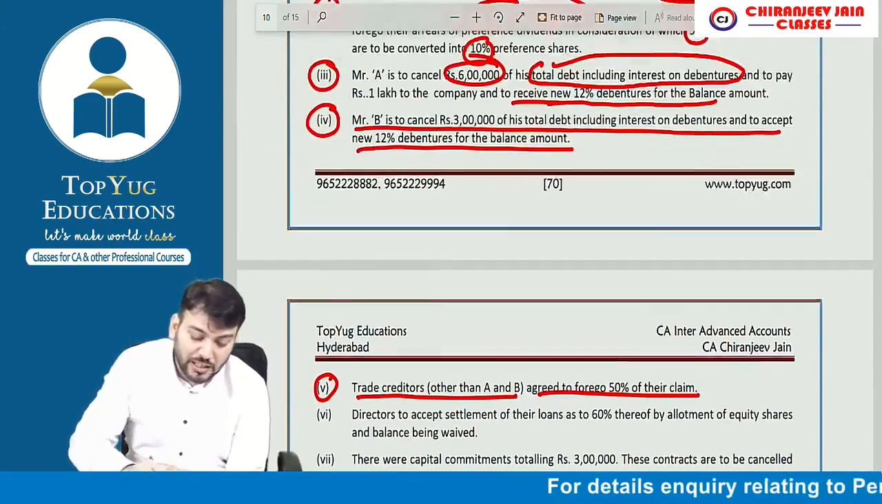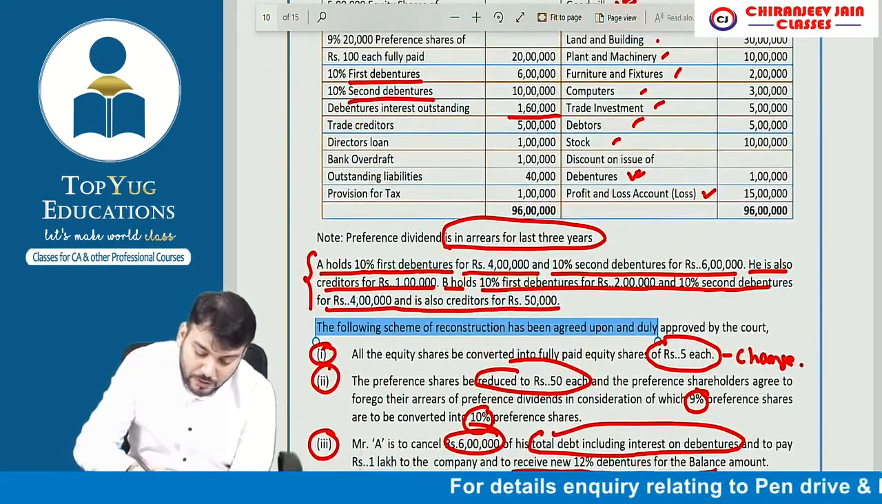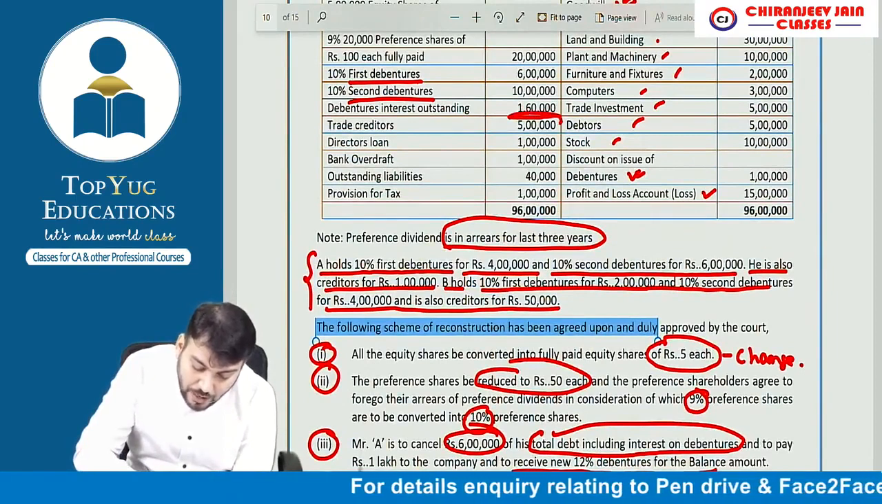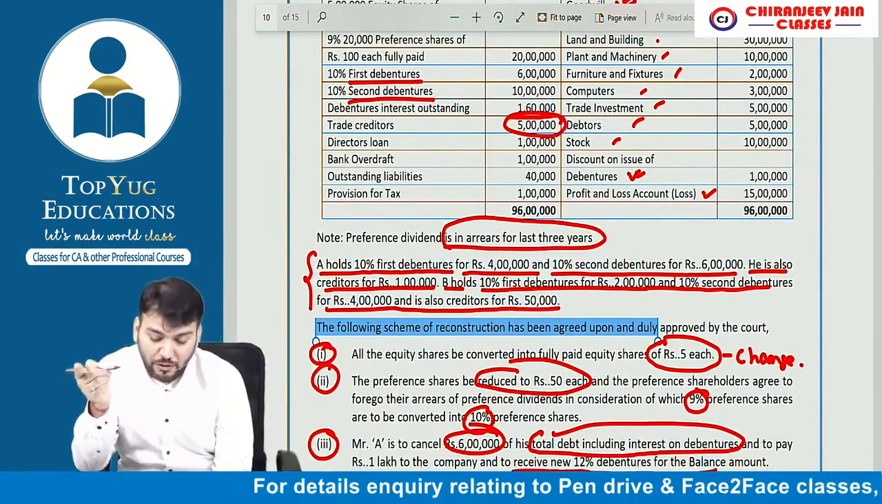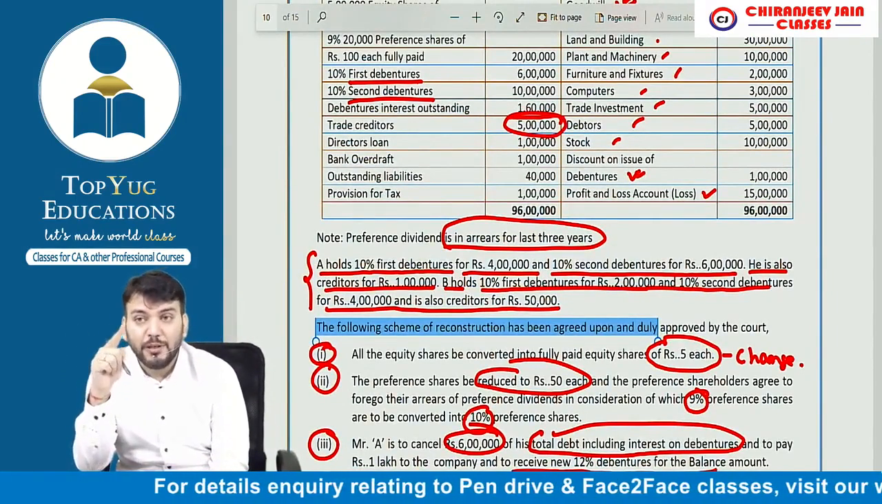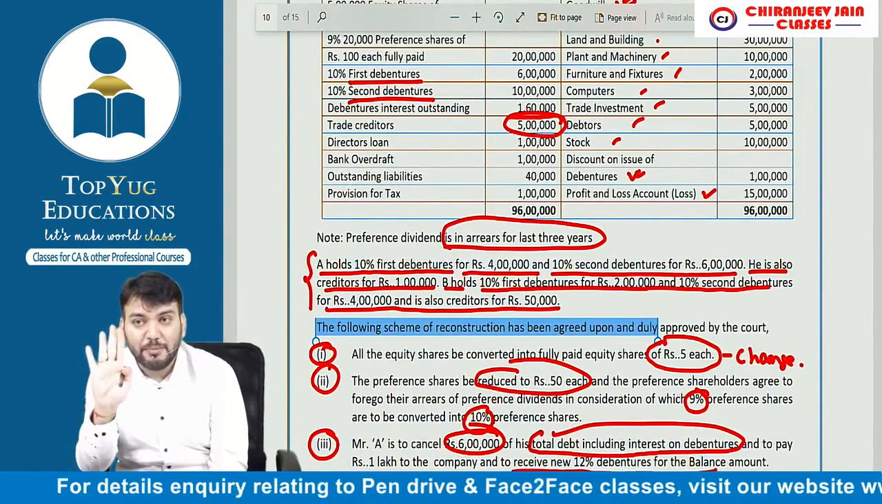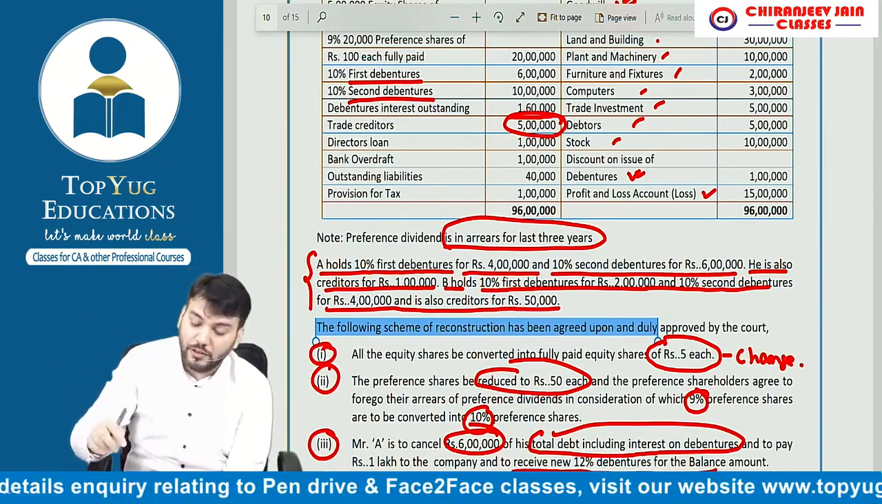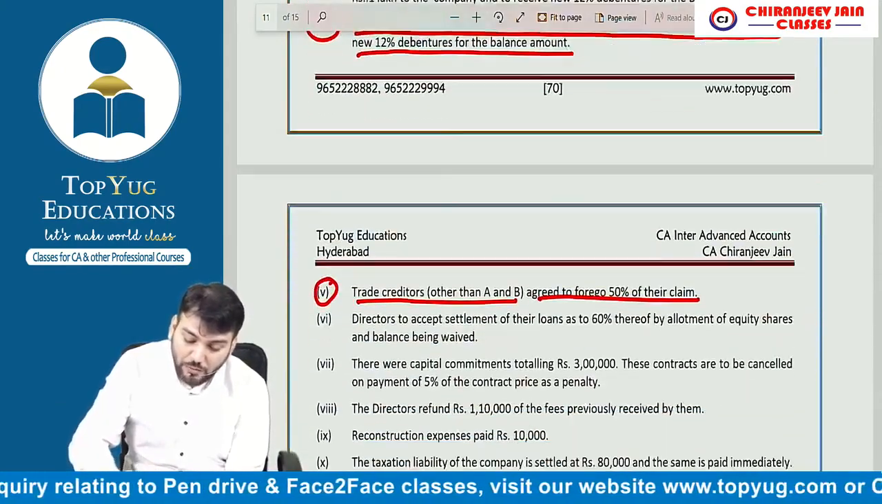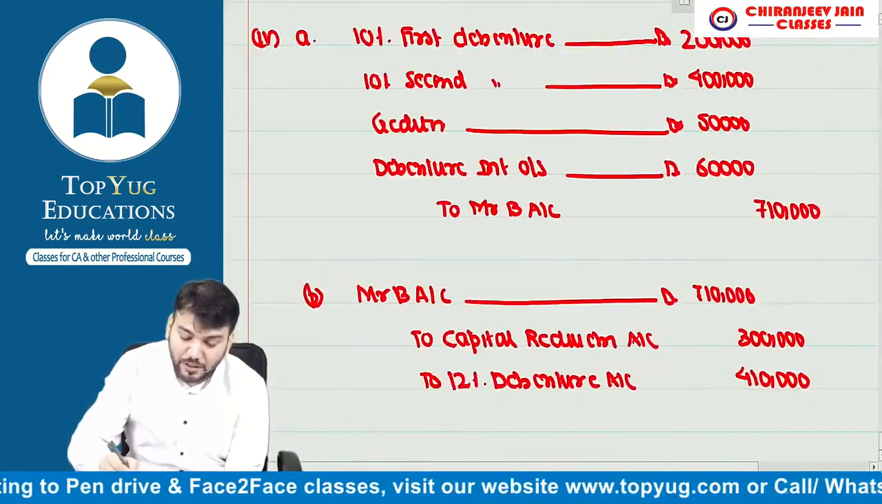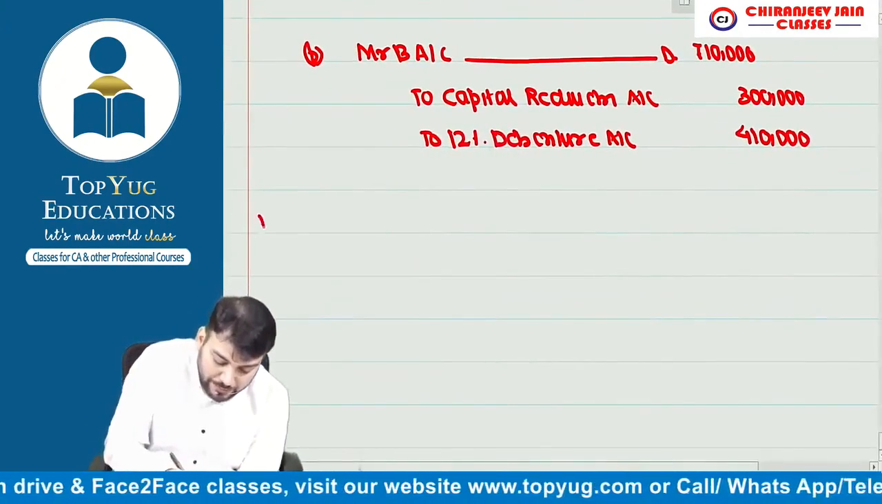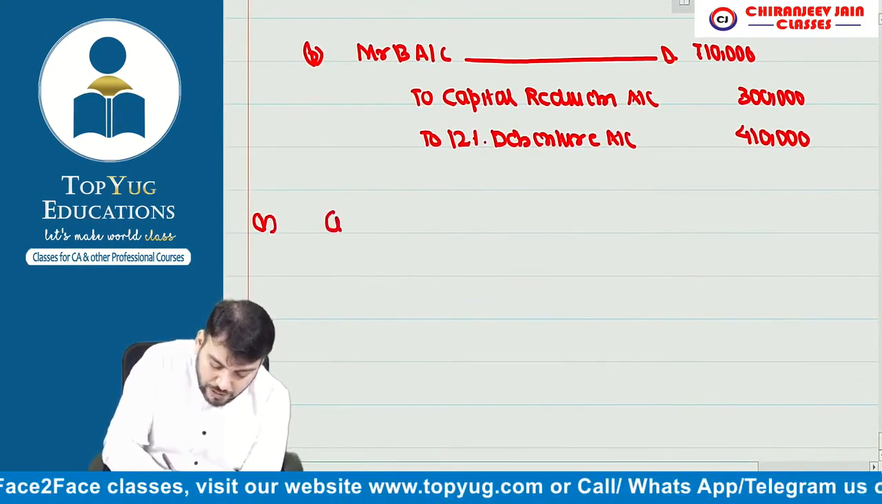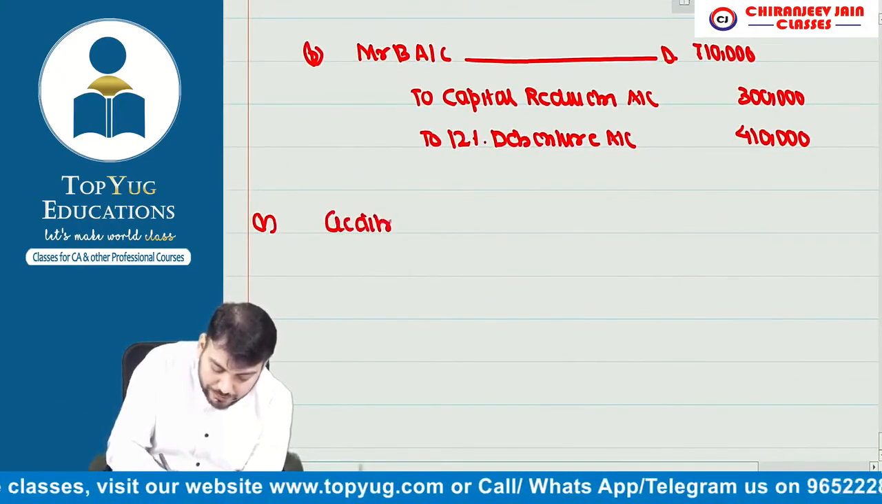ओहो हो. तो चेक करेंगे टोटल क्रेडिटर कितना है. Total creditor is 5 lakh. Out of 5 lakh, Mr. A was how much? 1 lakh. Mr. B was 50,000. उसके अलावा बचा 3 lakh 50,000. So out of 3 lakh 50,000, how much cancelled? Agree to forego 50% of their claim. तो करो point number 5. What journal entry? Creditor account debit.